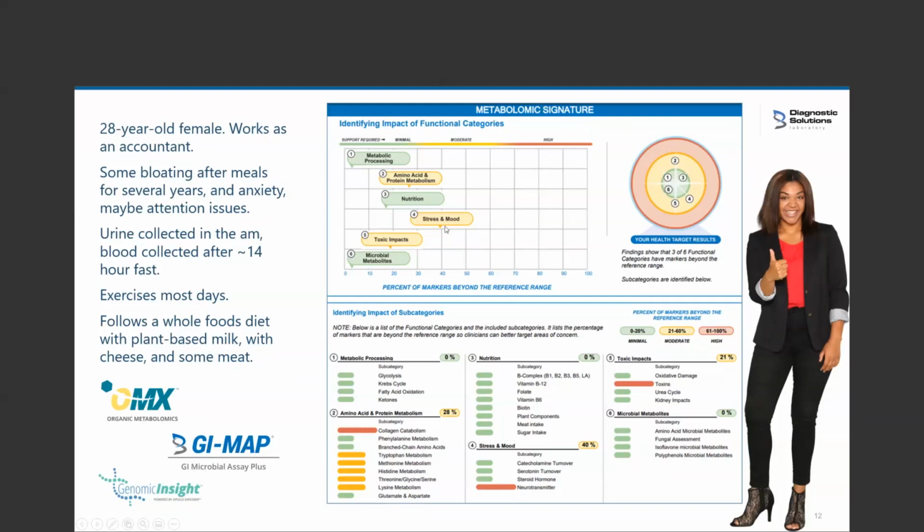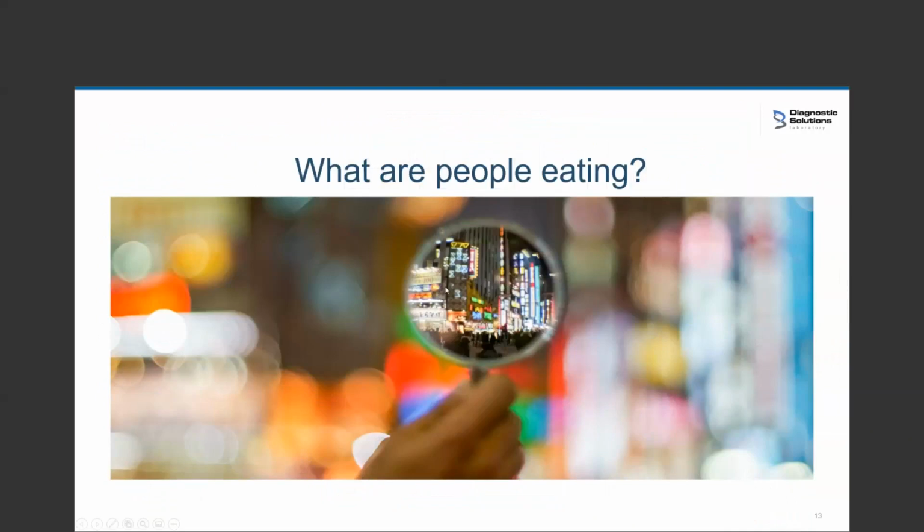So when you look at her, she's relatively healthy. She's going to work. She kind of feels okay. So just her stress seems to be standing out a little bit, when she says anxiety. Her metabolic processing, nutrition, microbes, metabolism looks good, but she's got some things going on with the amino acids. So I'm looking at these 6 different patterns. So this is answering my second question.